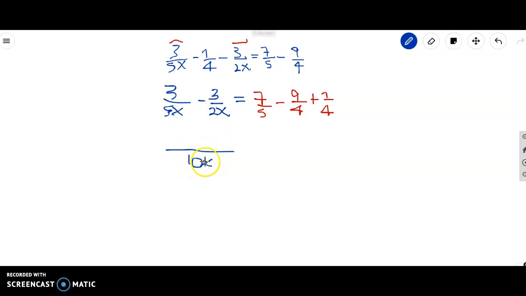Now, we have 10x, and remember, we divide this number, 10x, over 5x. That would be 2, and 2 times 3 will be 6. So we have 6. And then we do the same with this number and this denominator. 10x divided by 2x will be 5. So we have minus 5 times 3 makes 15. All right. And then we continue. We solve this in the next step.